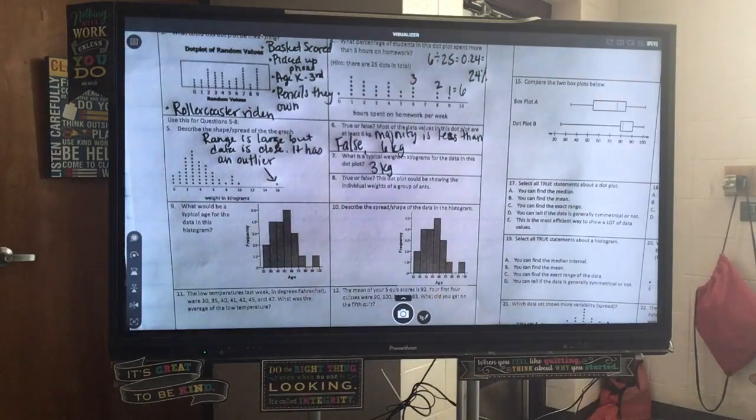True or false? This dot plot could be showing the individual weights of a group of ants. So stand up if you said true. Jennifer, you said what? If you said true, that this could be showing the weight of ants. Are y'all in Honey, I Shrunk the Kids? Kilograms? A kilogram is 2 pounds. It's like something huge. Again, are we in Honey, I Shrunk the Kids?